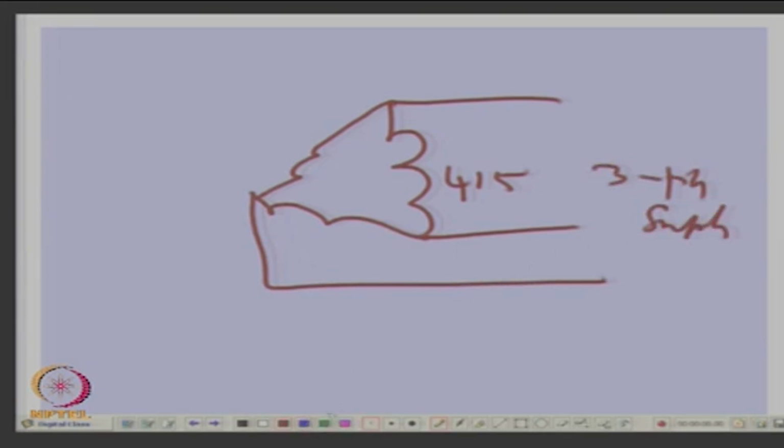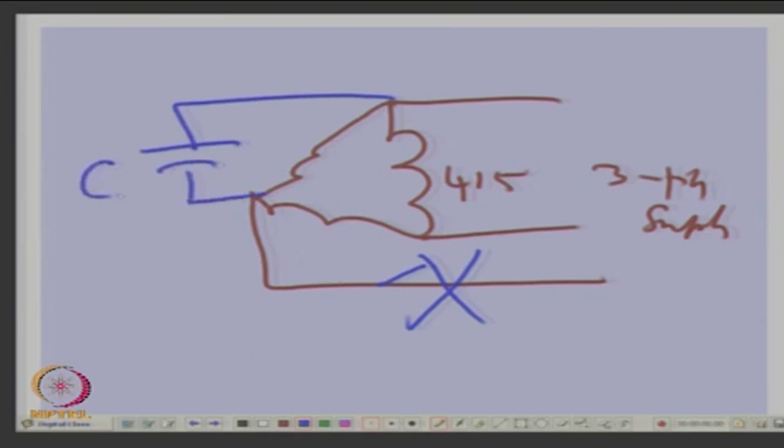So, what you find is this has become open now, is not it? When this is open, what you do is just connect a capacitor here and run it with this. So, it will become a single phase supply across these supplies only.